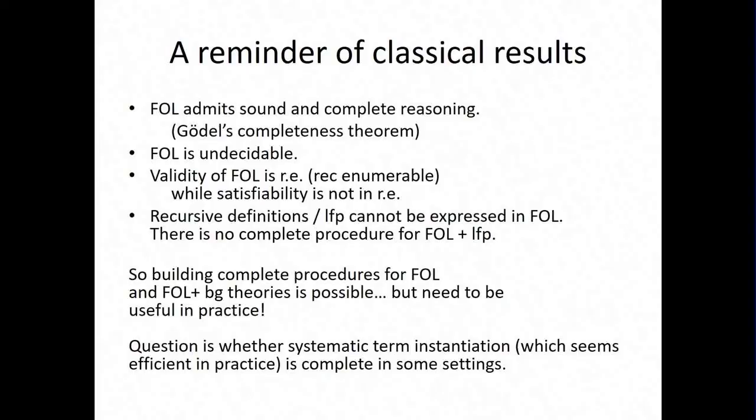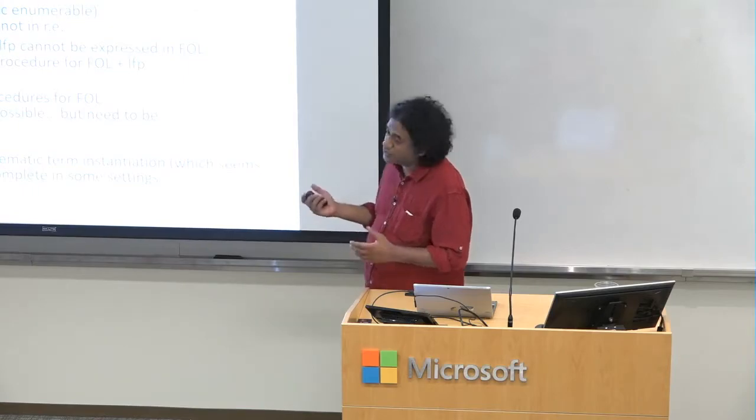Okay. So first, a reminder of classical results. I'm sorry if you know this very well, it's just that I've been with audiences where they may not remember it. First of all, first-order logic admits sound and complete reasoning. This is Gödel's completeness theorem. First-order logic is undecidable, and validity of first-order logic is RE because it admits a sound and complete proof system. You can enumerate proofs and prove any theorem in first-order logic. So validity is in RE, and satisfiability is not in RE because it's not decidable.